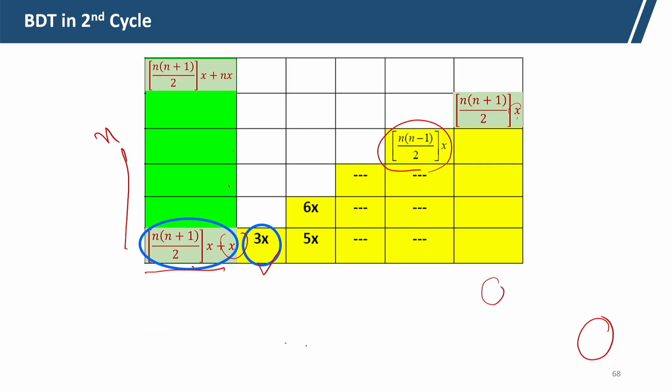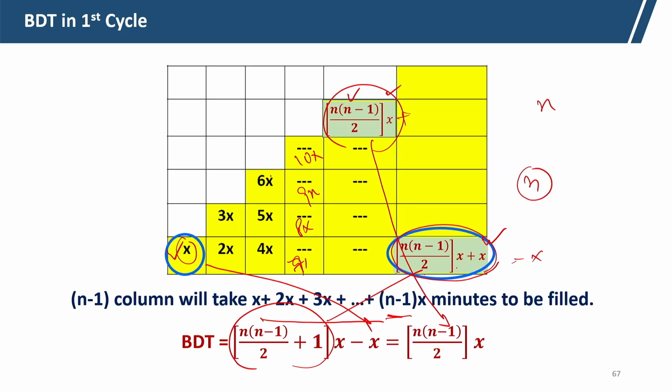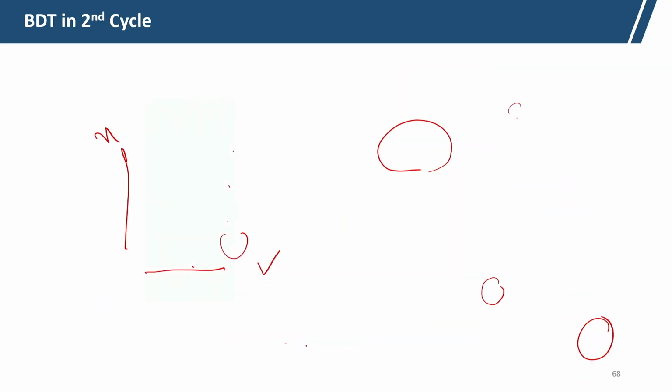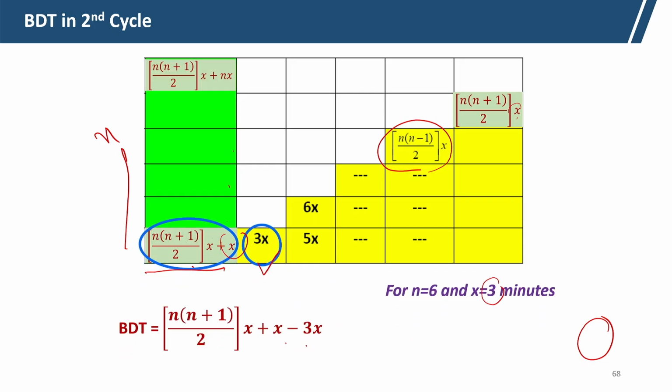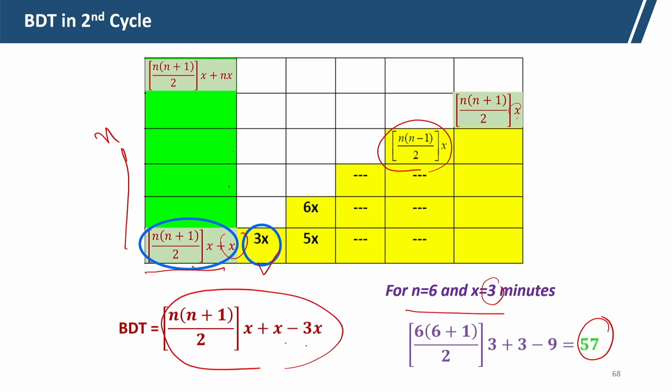Even in the earlier case, if we see, let us go for the first cycle. Here the blending delay time is, n is 6, x is 3. So, 6 multiplied by 5 divided by 2 multiplied by x, 3. So, it becomes 45 minutes, that we have seen for the first cycle. For the second cycle we have checked the generalized formula, this is the generalized formula, but for our earlier example if we try to check it is becoming 57.